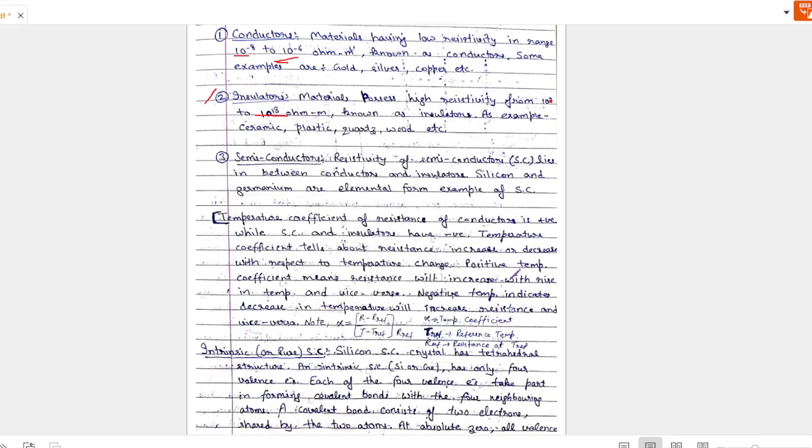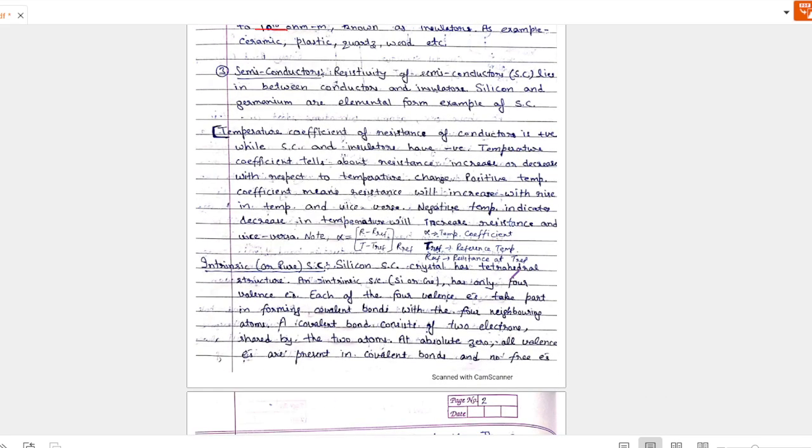Temperature coefficient of resistance of a conductor is positive, which means that while increasing the temperature, the resistance increases. Here is the formula, R versus temperature T. R is resistance, T is temperature. So as we increase the temperature, resistance also increases. That means alpha is positive. Alpha is the temperature coefficient. So conductors have a positive temperature coefficient, while semiconductors and insulators have a negative temperature coefficient.